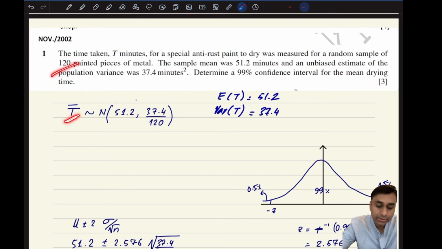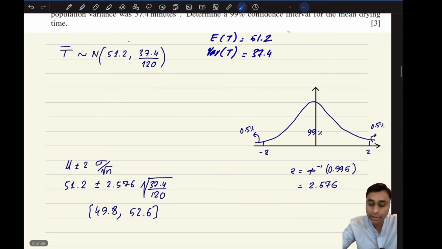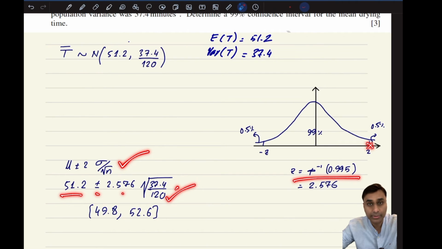Since it is a large sample size, the t bar must always follow a normal distribution, irrespective of the parent population distribution. So you know that t bar follows a normal distribution, you know its mean and its variance, and you need to find the 99% confidence interval. 99% means each tail will be 0.5% and the z value below would be 0.995. So you calculate phi inverse of 0.995 and use the formula for the confidence interval: 51.2 plus minus the z value times the square root of the variance 37.4 divided by 120, the sample size, and you will get the end values of the confidence interval.